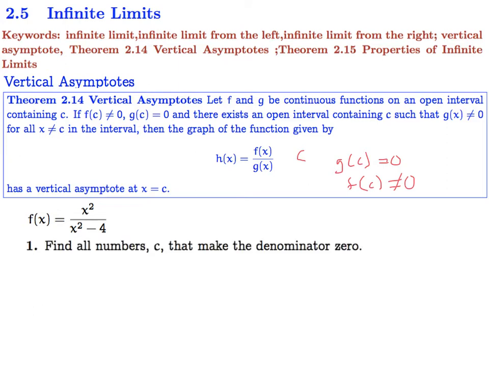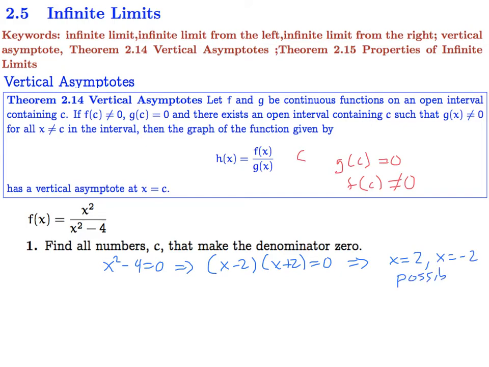So step 1 is to find all numbers that are going to make your denominator equal to 0. So if we set x squared minus 4 equal to 0, well, what we can do is we can factor as x minus 2 times x plus 2 equals 0. So this means that x equals 2 and x equals negative 2 are possible vertical asymptotes.